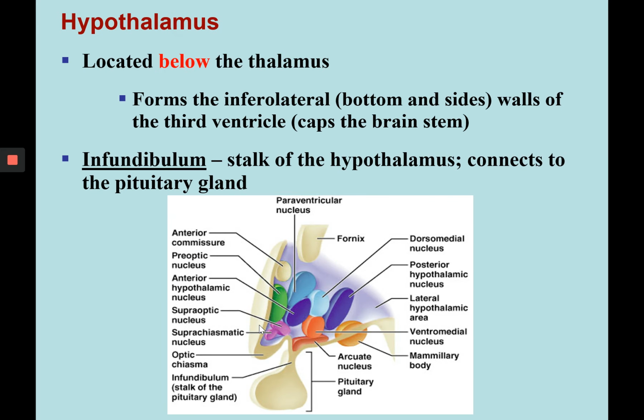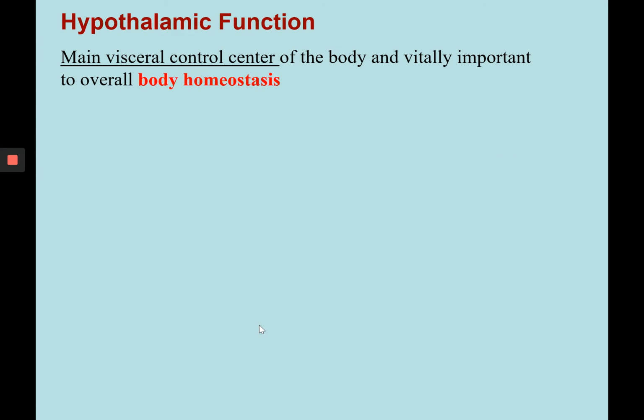The hypothalamus is located below the thalamus, hence the prefix hypo. It is connected to the pituitary gland via a piece of tissue called the infundibulum, which is called a stalk of the hypothalamus. So again, infundibulum, a stalk of tissue that connects the pituitary gland to the hypothalamus. The hypothalamus itself should be associated with homeostasis, and it has many functions.